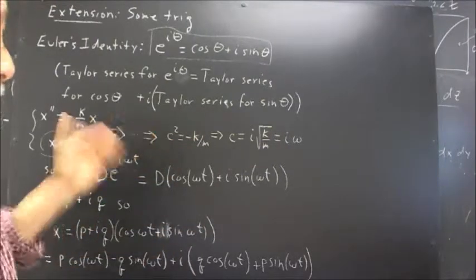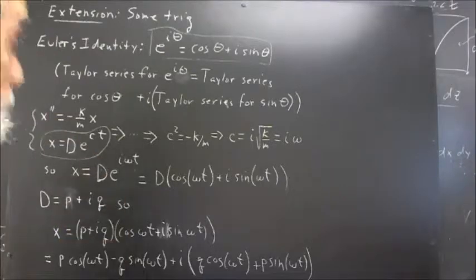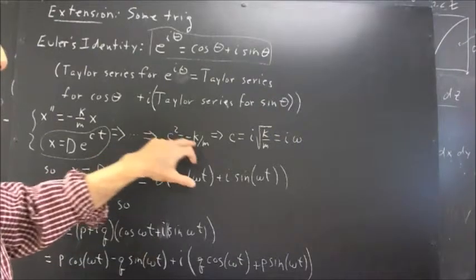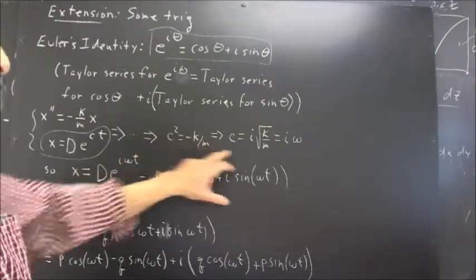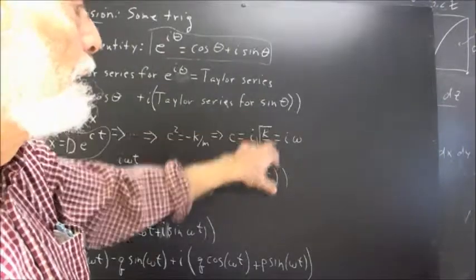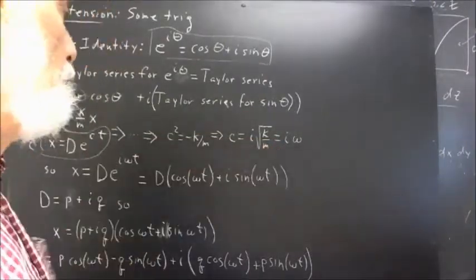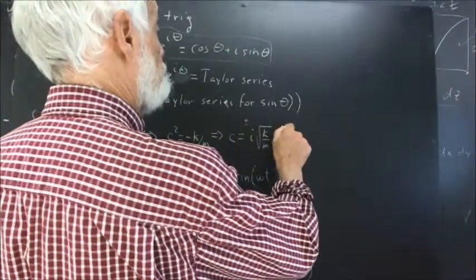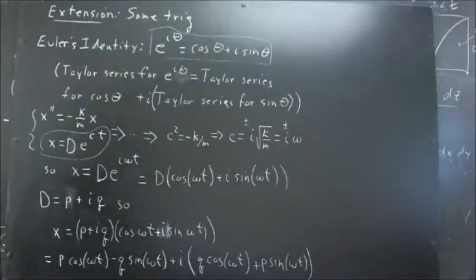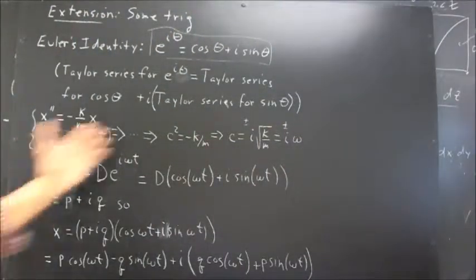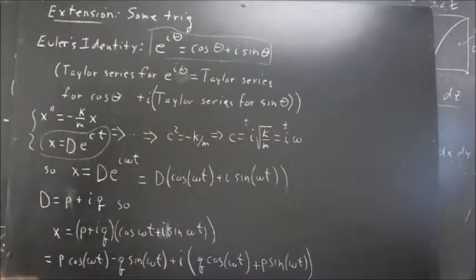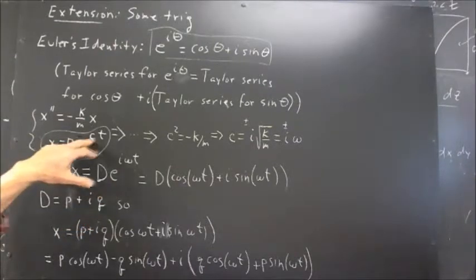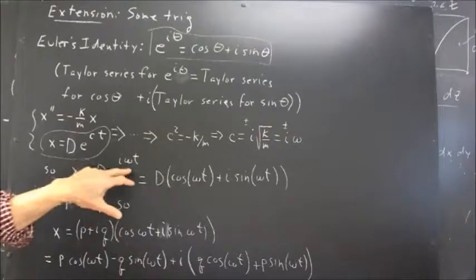Now, immediately we're into the realm of imaginary numbers because k and m are both positive, so negative k over m is negative. So that c squared equals negative k over m has solution c equals i times square root of k over m, which is i omega. Now actually c could be plus or minus this, so we could have plus or minus i omega, but that's not really going to add any significant information to what we're going to get here. So this means that x equals d times e to the i omega t, substituting i omega for c.